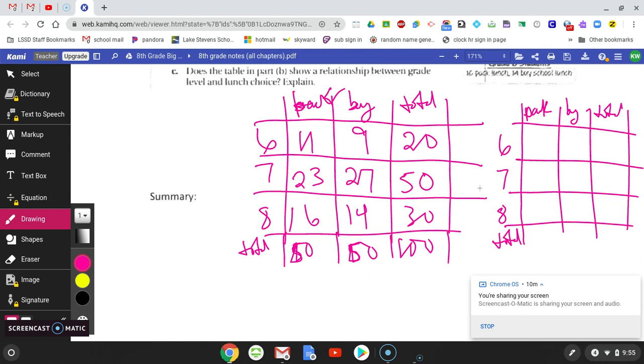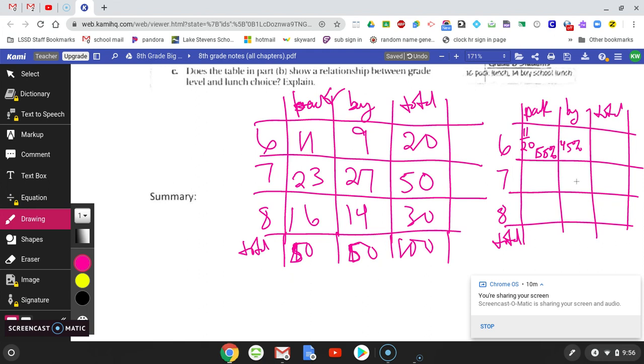Okay? So if we want to know, remember we're going to do this number divided by this one because we want to know how many of our sixth graders pack, what percent pack. So we're going to do 11 divided by 20. And when you do that, you get 0.55, which is 55%. And then of how many that buy, we're going to do 9 divided by 20, which would give us 45%.